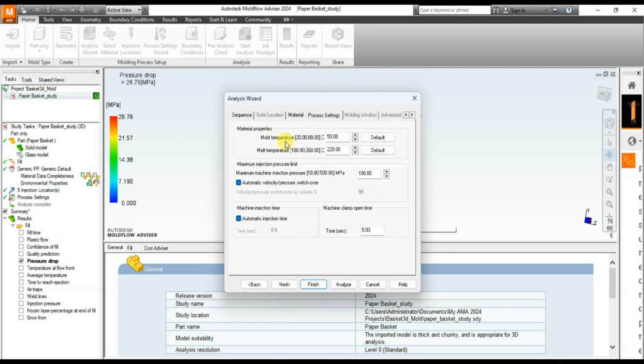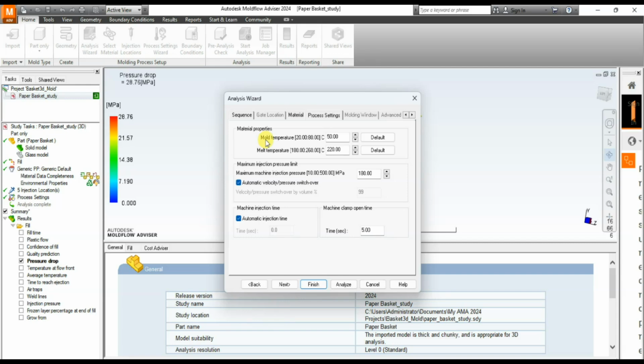You can see that the melt temperature here is 50. Then the mold temperature actually is 50. Then the melt temperature, you can see a range of arrays there. The maximum is placed at 220. Okay, these are just the default values. Then also you can see the maximum machine injection pressure.